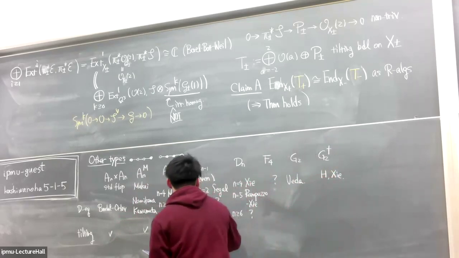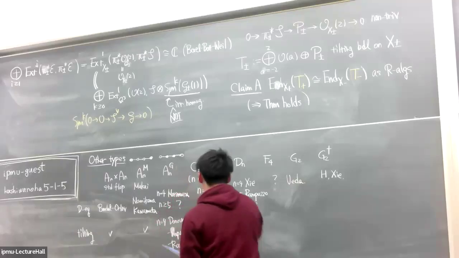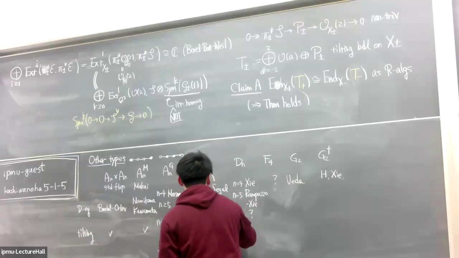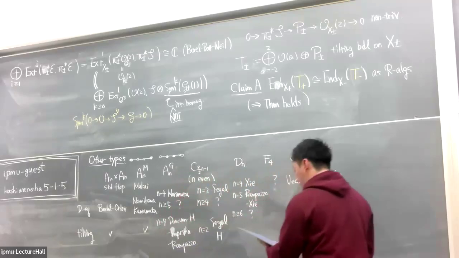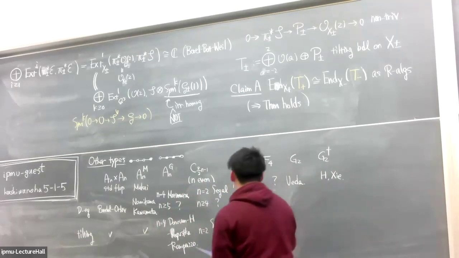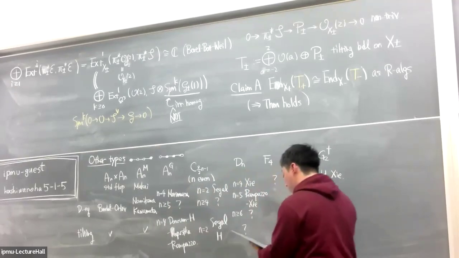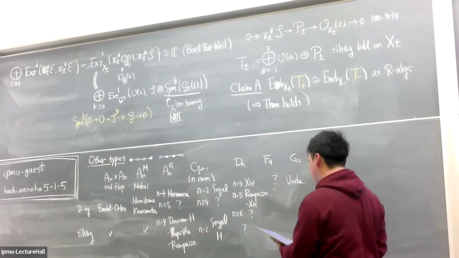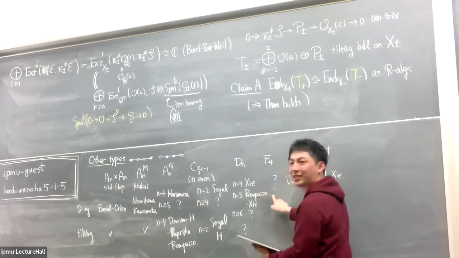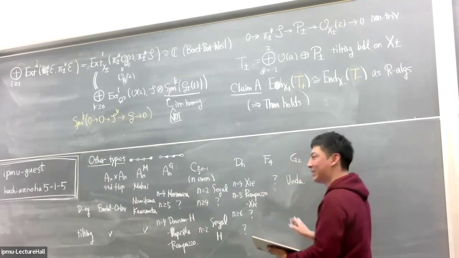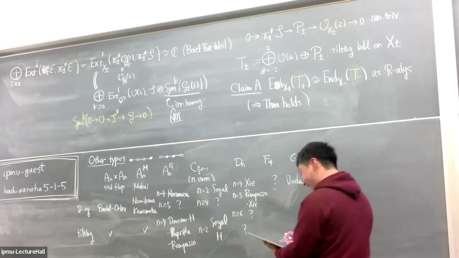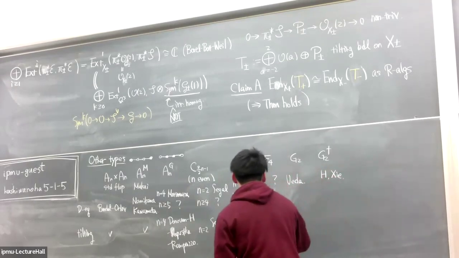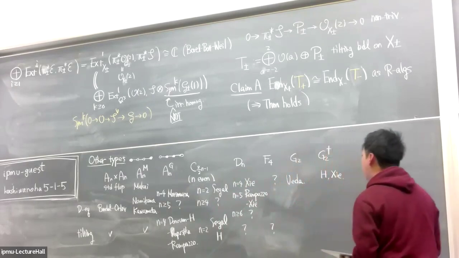And for n is equal to 2, for type C, this is known by Edo. And I also constructed a tilting bundle. And for type D, the existence of tilting bundle is totally open. Now I'm trying to prove the case of n is equal to 4 and n is equal to 5. So please do not try this before me. Yeah, the F4 case is also open.